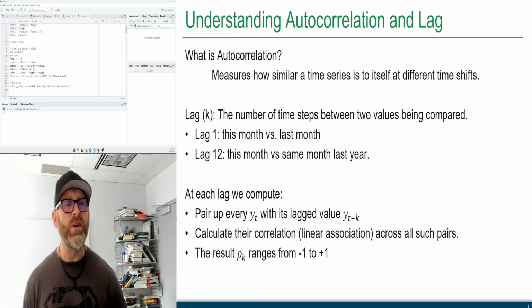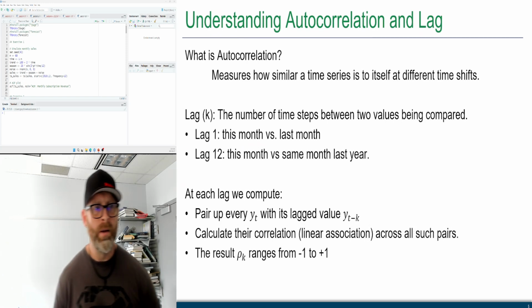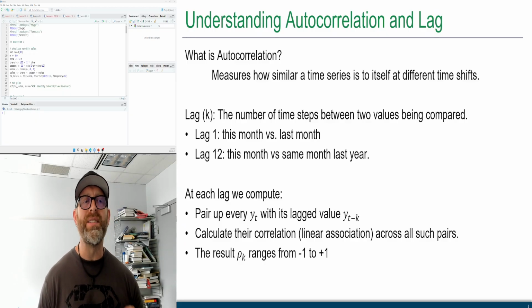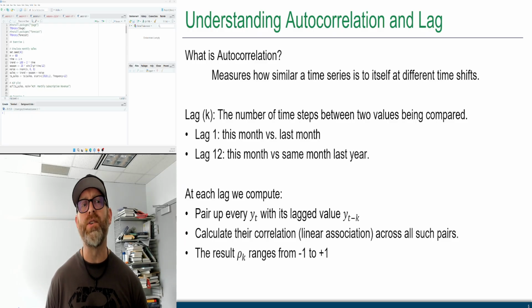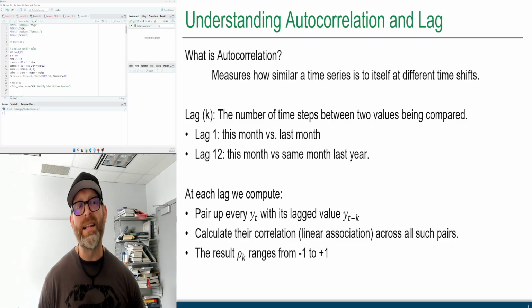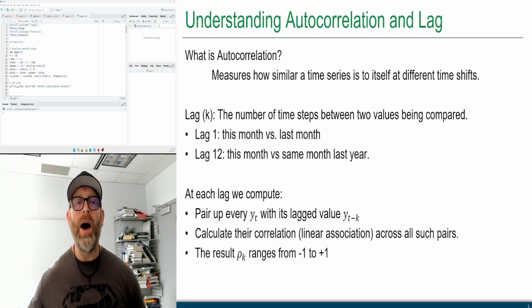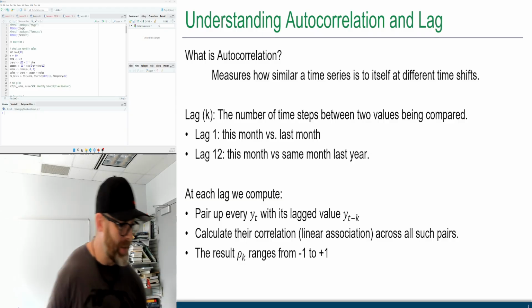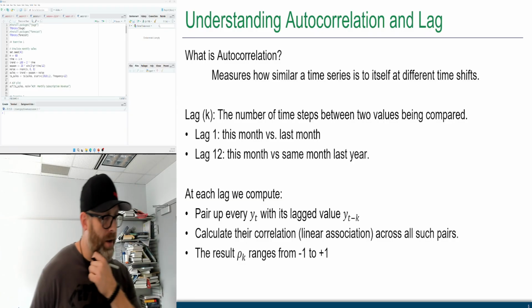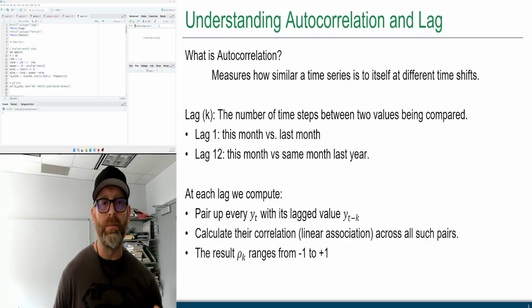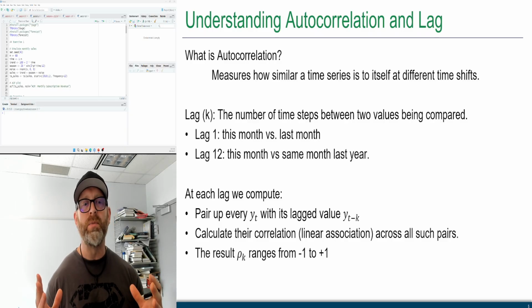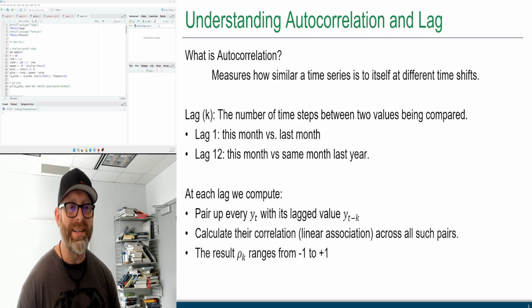Now, what about autocorrelation? Autocorrelation measures how similar a time series is to itself at different points in time. This is what's referred to as lag. Lag, the parameter k, is how far away you are in the time series. Autocorrelation just means I'm talking about the correlation between something and itself, at different points in time.